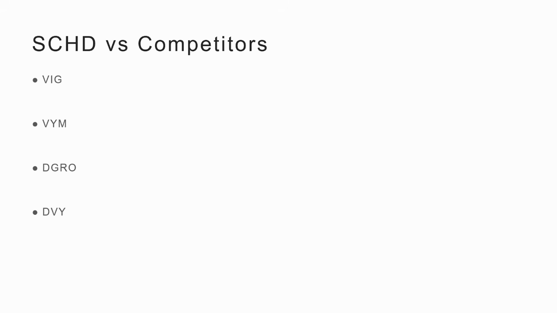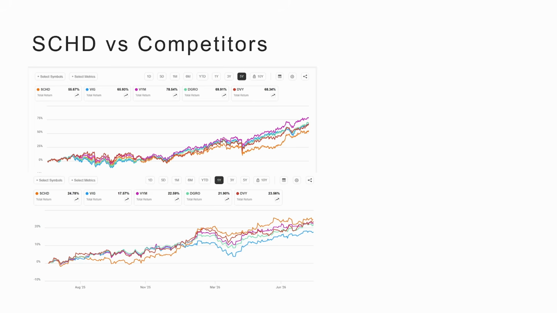Now, of course, SCHD has competitors. Each dividend ETF has a different philosophy. So you've got the VIG, that is dividend growth, lower yield. VYM, high yield, less focus on fundamentals. DGRO, which is growth focused, lower yield. Then you've got DIVI, which is high yield, high volatility. And SCHD kind of sits in the middle of all that. Quality plus yield plus discipline. That balance is why SCHD often outperforms on total return.